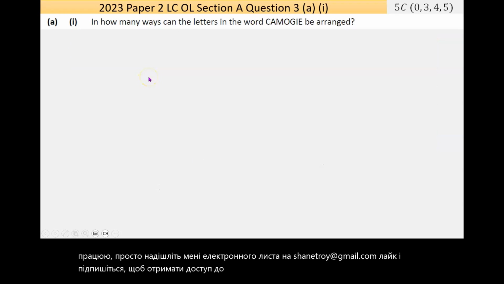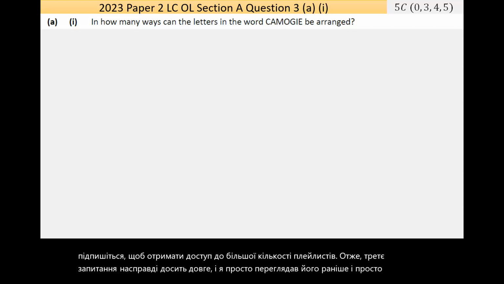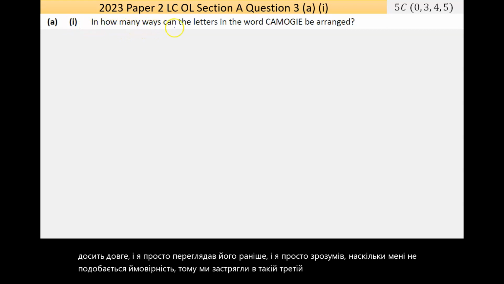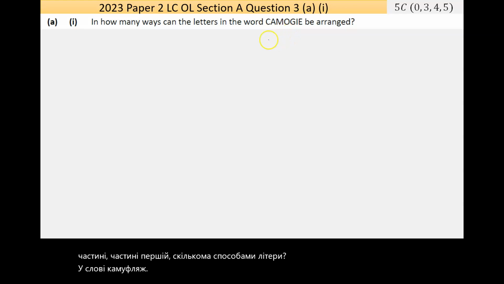So question 3 is actually quite long, and I was just reviewing it before, and I just realized how much I dislike probability. So we get stuck in. So 3 part A, part 1. In how many ways can the letters in the word camogie be arranged?